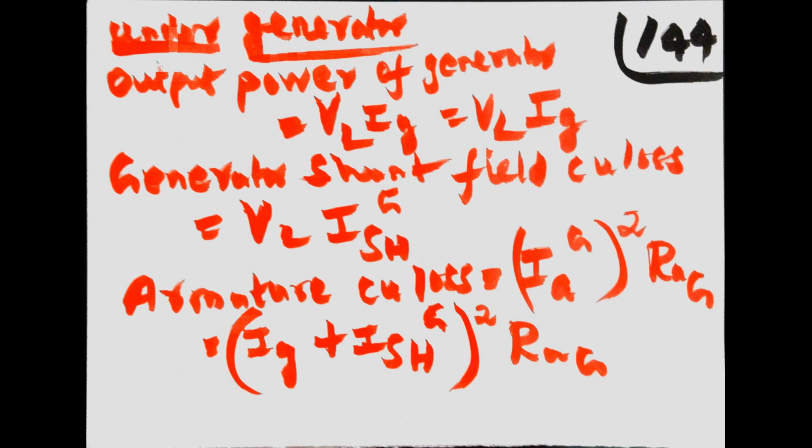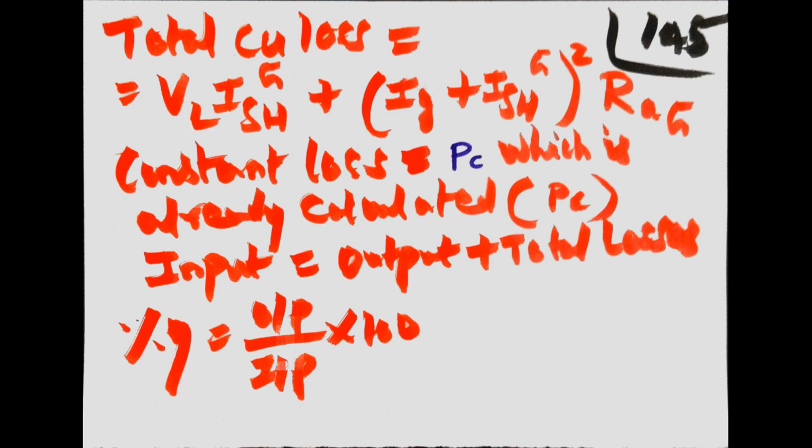The output power of the generator is equal to VL IG. Generator shunt field copper loss is equal to VL ISH(G). Armature copper loss is (IA(G))² RAG, that is, (IG plus ISH(G))² into RAG. Total copper loss is equal to VL ISH(G) plus (IG plus ISH(G))² into RAG. Constant loss is equal to PC, which is already calculated. Input is output plus total losses. Percentage efficiency is equal to output divided by input into 100.